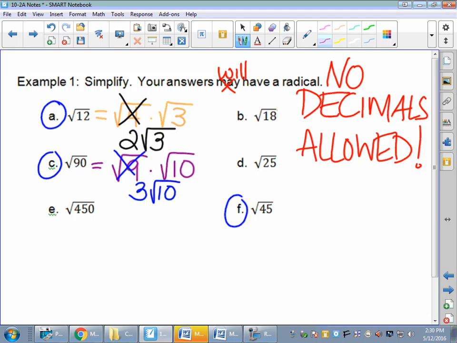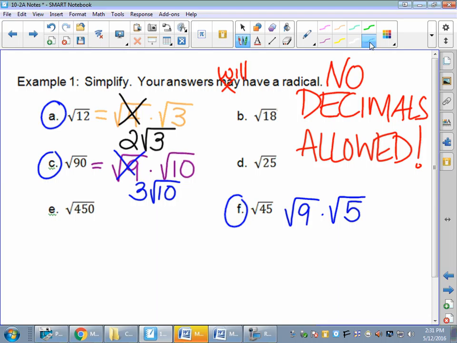45. Is 45 a perfect square? It's not, right? Is there a perfect square that is a factor of 45? Does 4 go into 45? Nope. Does 9 go into 45? Yes, it does, doesn't it? 9 times 5. Notice how I'm showing my work. That's how I expect you to show your work as well.